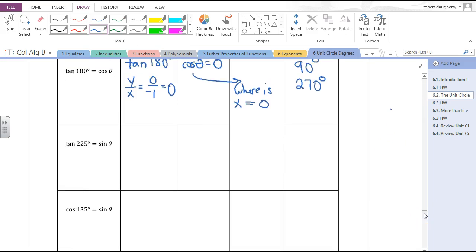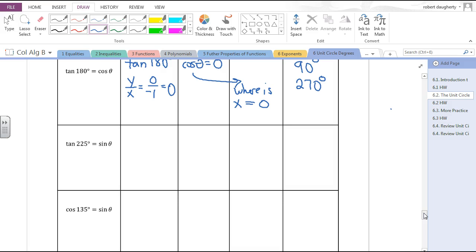Tangent of 225 equals the sine of theta. One side of that equation has no variables. Which side has no variables? Let's go with the left side. The right side has a variable, sine of theta. The left side has no variables. It's tangent of 225. That's a number. How do we find out that number?